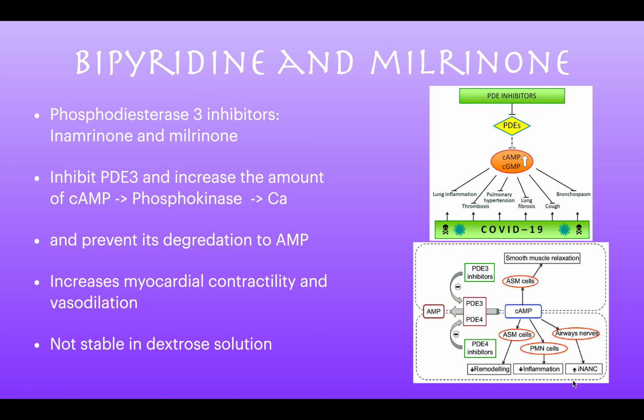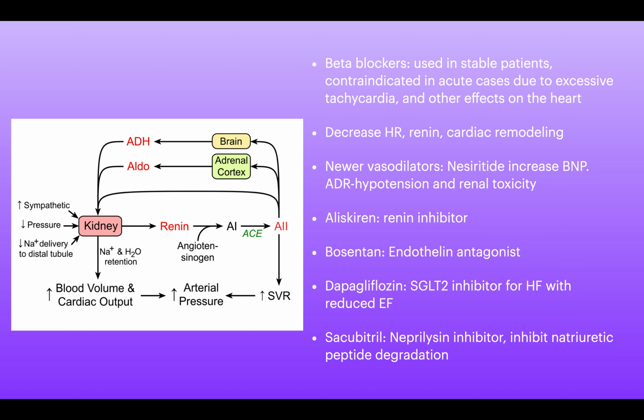So good stuff. Beta blockers are going to be used in stable patients, and they're contraindicated in acute cases because of the excessive tachycardia and the other effects on the heart. It's going to decrease the heart rate over time, decrease the amount of renin, and decrease the remodeling. Always remember the cardiac remodeling preventers, there we go. So the other one, ACE inhibitors.